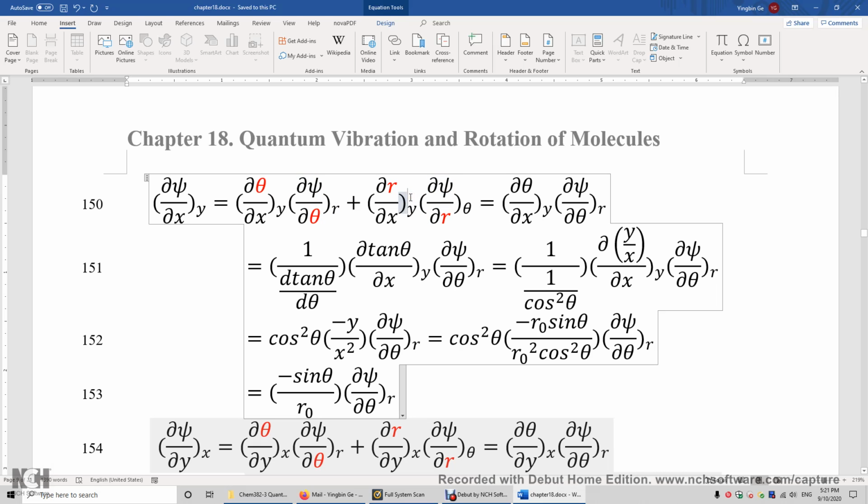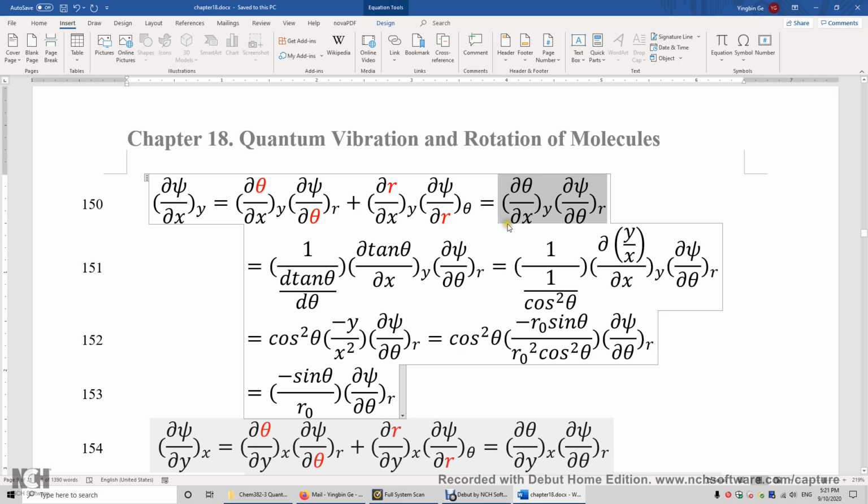But in this problem, we're looking at a rigid rotor. So this part is 0. This r is constant, and then we have only one term left. And then over here, this is complicated as well. We can't evaluate delta theta over delta x directly.